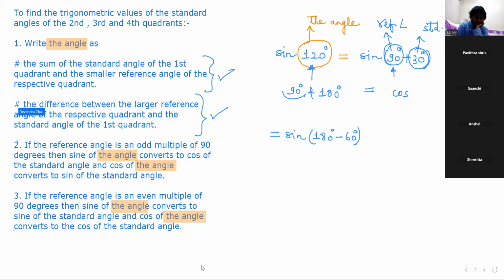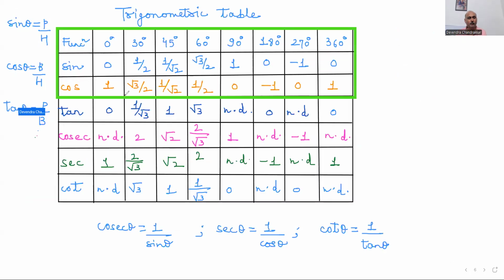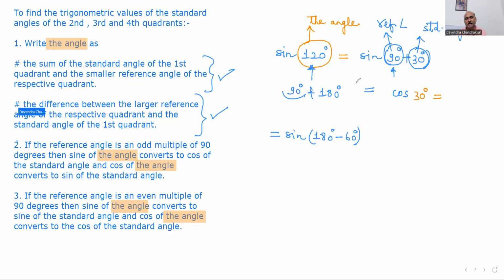Okay, good. So this was standard angle, reference angle, the angle. So this converts to cos of the standard angle. Standard angle is 30 degrees. So now go to the table and look for what is cos 30 degrees. Cos 30 degrees is root 3 by 2. So the value of sin 120 degree becomes root 3 by 2. Clear है ये सबको? हाँ ना बोलना है सबको? Yes, sir.